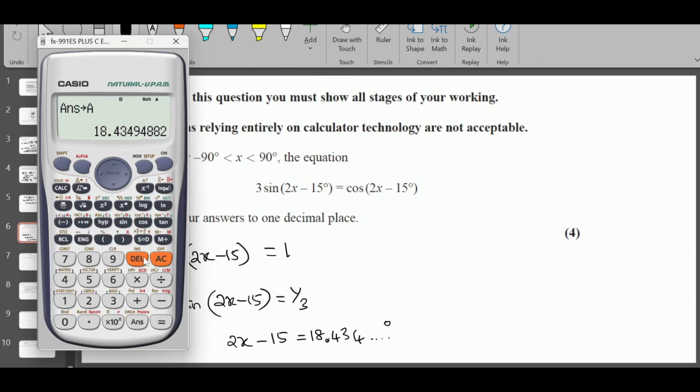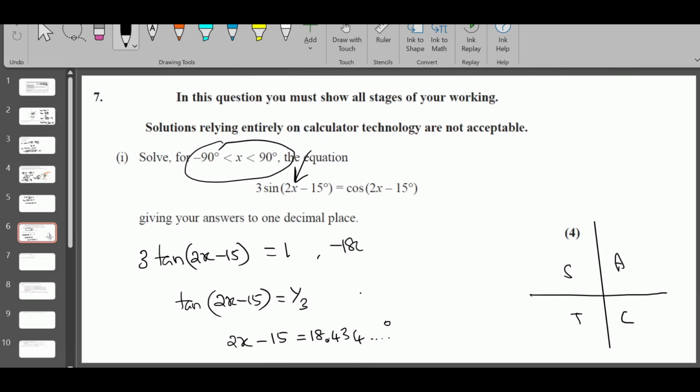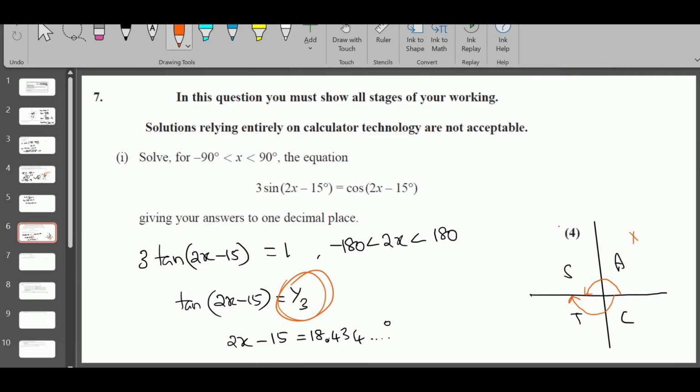So I'm going to store the value as A. Now use the ASTC diagram, the CAST diagram. The limit given is minus 90 to 90, but since you have 2x here, we should multiply the limits by 2. So the limit is 0 to 180 and 0 to minus 180. You have to check in which quadrant tan is positive. Tan is positive here and here. So it's theta, and on the negative limit, minus pi plus theta.